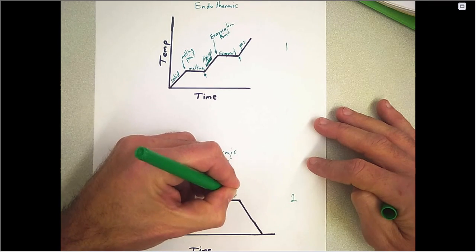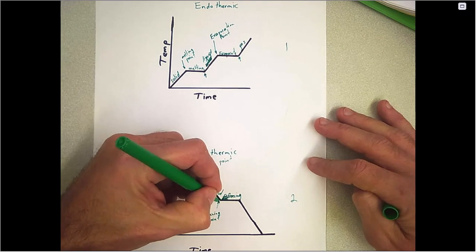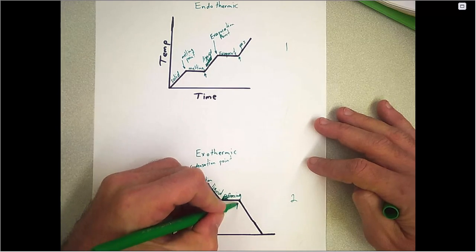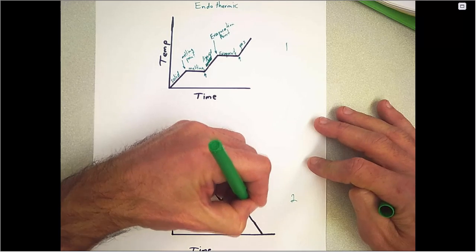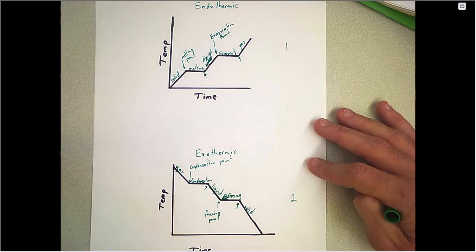Ooh, I'm having a hard time today. It's freezing all along that plateau. The temperature's not changing. Once it's done freezing, it has become completely solid, and all along this decline, the temperature is going down. It is a solid cooling off.